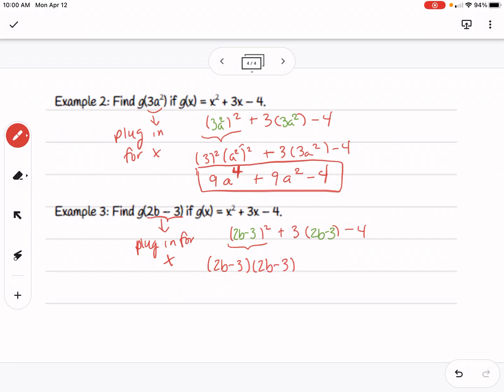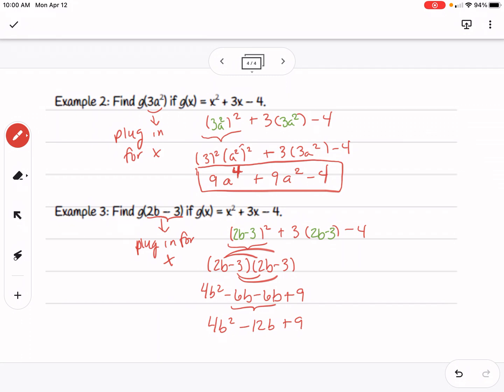I'm actually going to simplify that first separately. So if I do that, 2b times 2b is 4b squared. 2b times -3 is -6b. -3 times 2b is -6b. And -3 times -3 is positive 9. If I combine the middle terms, I get 4b squared minus 12b plus 9. So everything I just did was that first term.